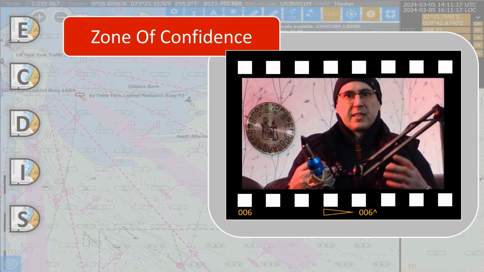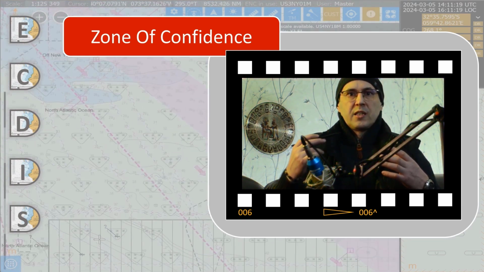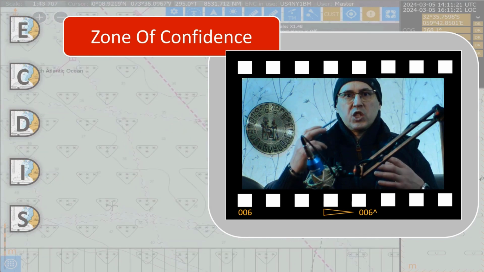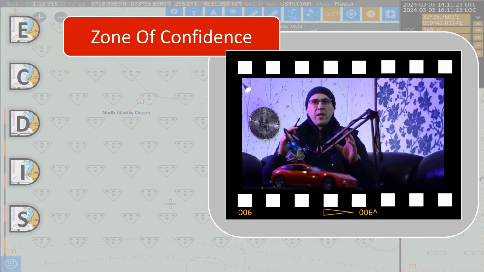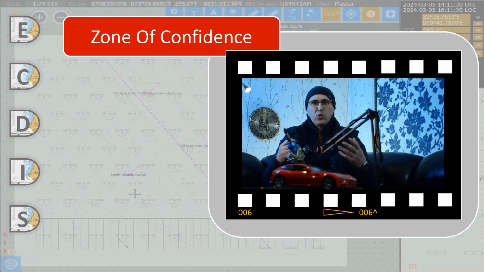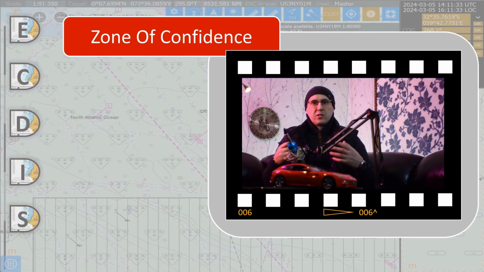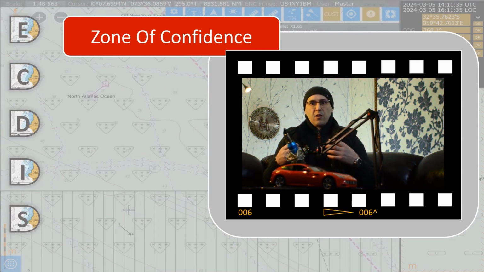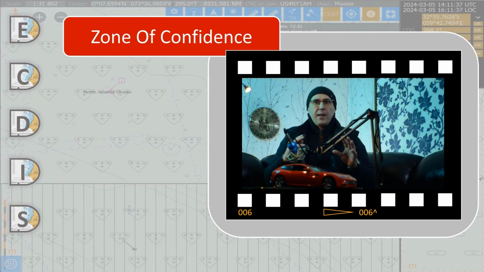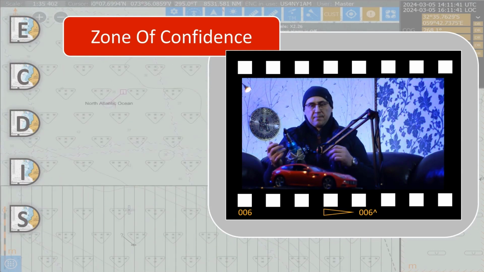ECDIS displays the ZOC values using triangular or lozenge-shaped symbols with stars. The number of stars represents the ZOC value, from 6 stars like A1 to 1 star like D. ZOC values help mariners to assess the reliability of the depth information and plan their voyage accordingly.